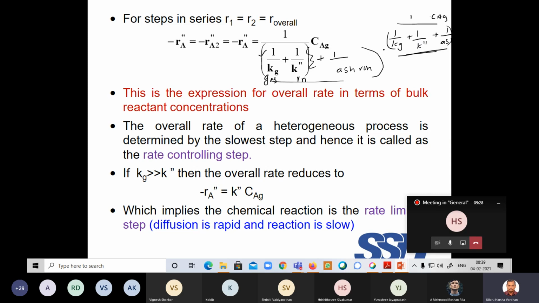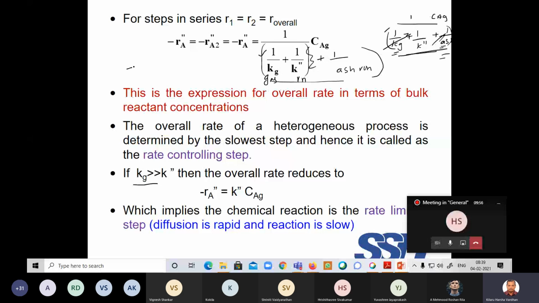You can assume kg is large, therefore you can neglect that term, or you can assume that the ash resistance is large, therefore you can neglect the others. So based on that, you can do simplifications. Instead of two steps here, we get the third step also, that is the ash. Understand? That is how you will write the rate.